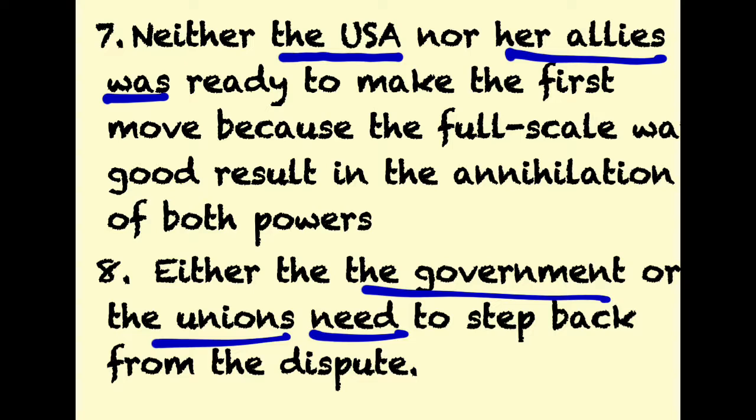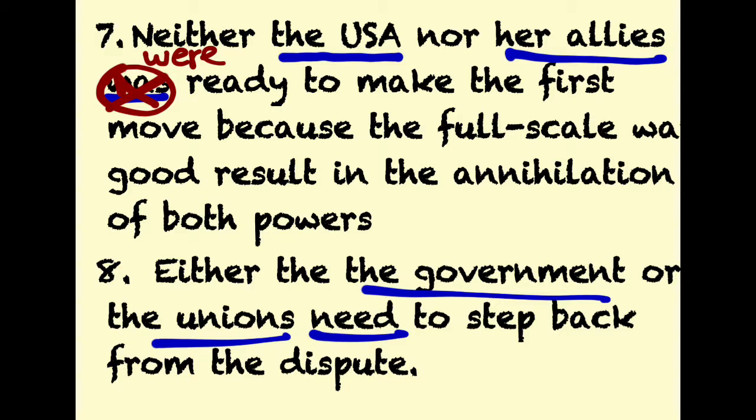The sentence was neither the USA nor her allies. Now what matters is the nearest subject. What is the nearest subject? It is allies. Is it singular or plural? It is plural. The verb must also be plural. It is not, so it is not correct. It has to be corrected: neither the USA nor her allies were, not was, ready to make the first move.